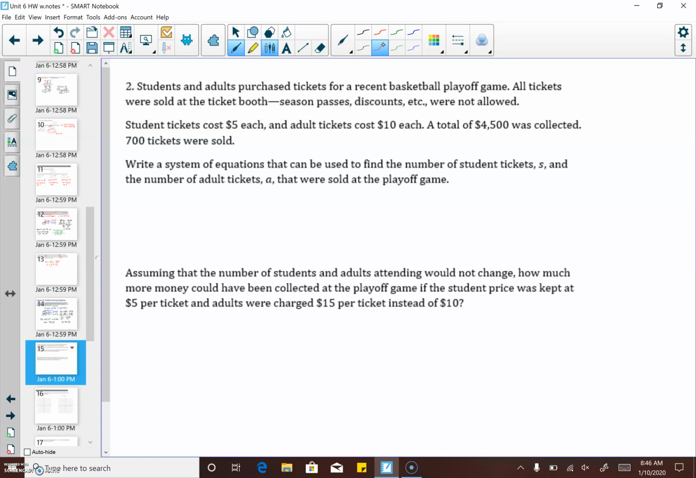So they told us what letters to use, S and A. So we are $5 for a student ticket plus $10 for an adult ticket equals $4,500. And then what they tell us about the total number of tickets, S plus A equals 700. Assuming that the number of students and adults attending the game would not change, how much more money would they have collected at the playoff game if the student price was kept at 5 and the adults were charged 15 instead of 10? Well, the first thing we have to do is solve our system to find out how many students and adults were actually at the game.